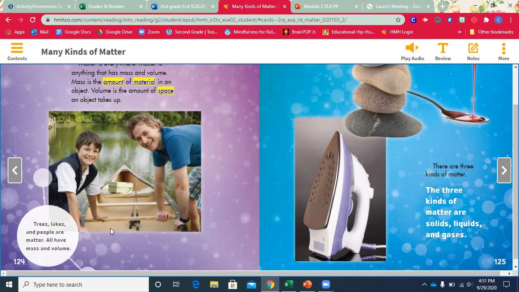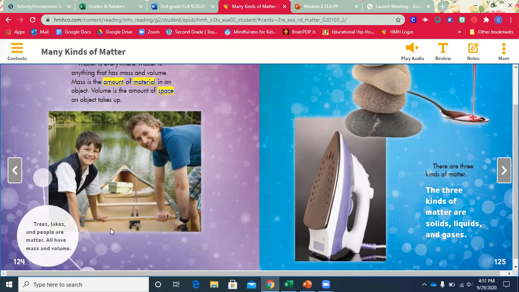In the picture, I see a man and a boy. Could be a father and son, could be an uncle and nephew, we don't know. And the caption tells me that trees, lakes, and people are matter because they have mass and volume.